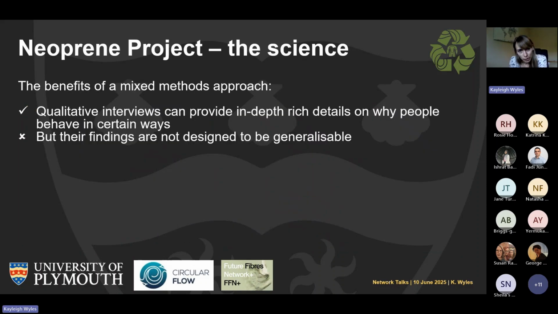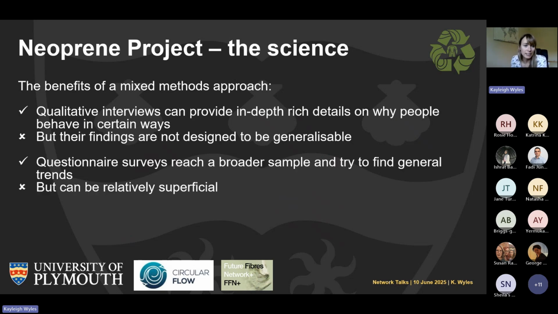But that's one of the points when it comes to these different mixed methods approaches. Qualitative interviews can really provide nice in-depth information on why people behave in certain ways, and can really unpick what is it about it, why, what would stop them, what would encourage them to buy more products. But their findings are never generalizable. You can't say, based on these 14 people, the whole UK will think like this. They just give an insight from that sample, and therefore you need to work with other methods like surveys to try to get more of a general trend.